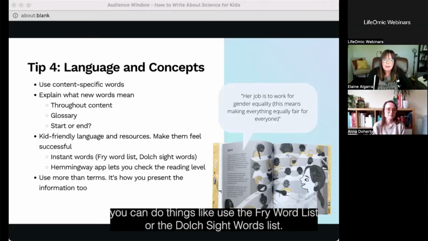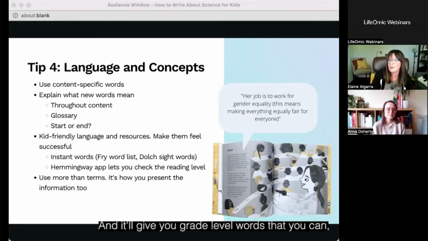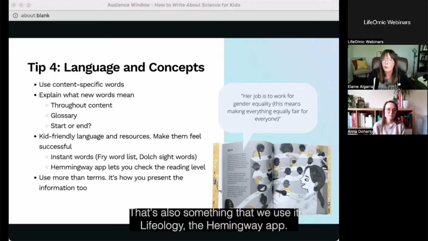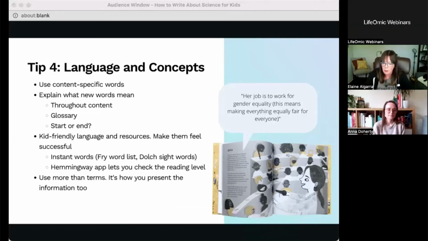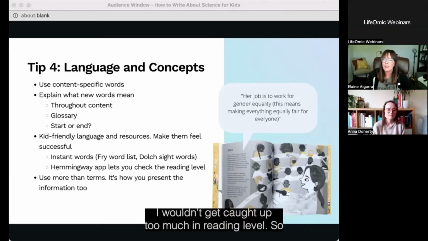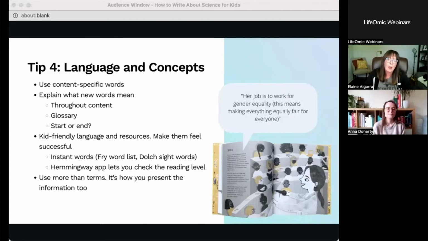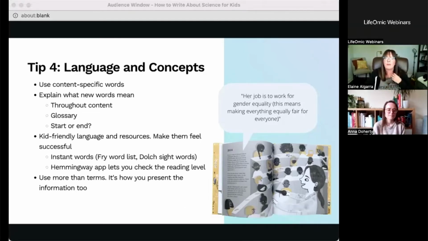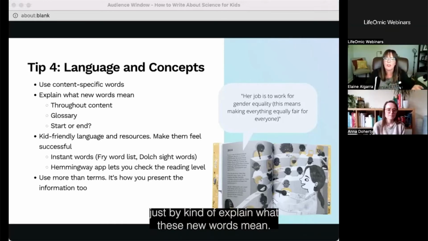So you can do things like use the Fry word list or the Dolch sight words list, and it'll give you grade level words that you can put in there. There's also something that we use at Lifeology, the Hemingway app. What that lets you do is check the reading level. I wouldn't get caught up too much in reading level though. What you want to do is think about how you might explain what these new words mean.